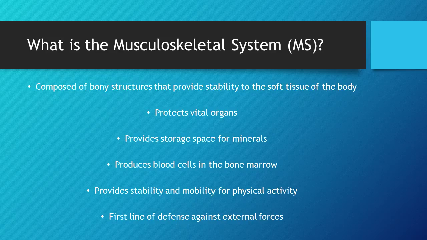What is the musculoskeletal system? It's composed of bony structures that provide stability to the soft tissue of the body. It protects vital organs. It provides storage space for minerals. It produces blood cells in the bone marrow. It provides stability and mobility for physical activity. And it's also the first line of defense against external forces.